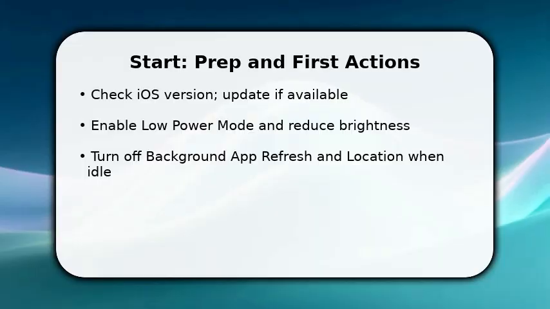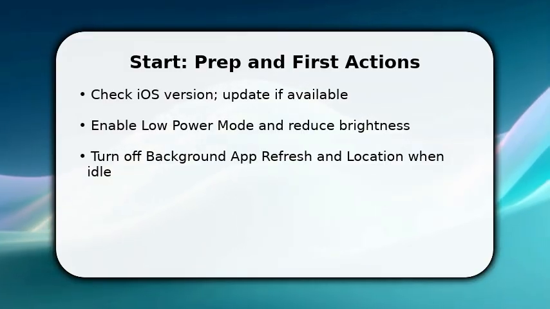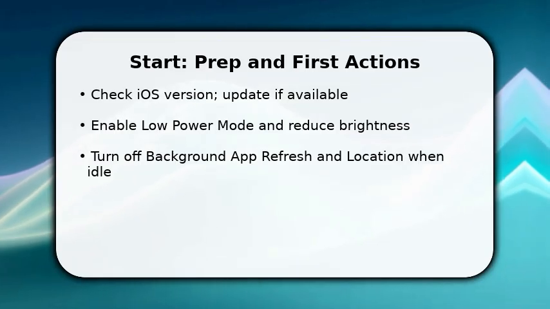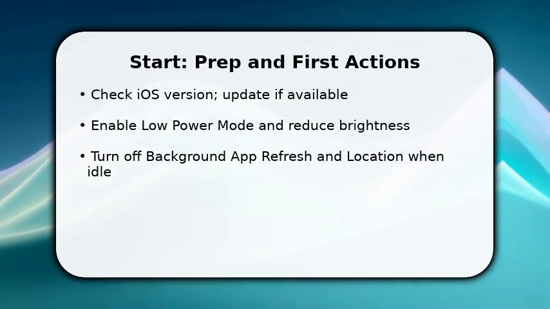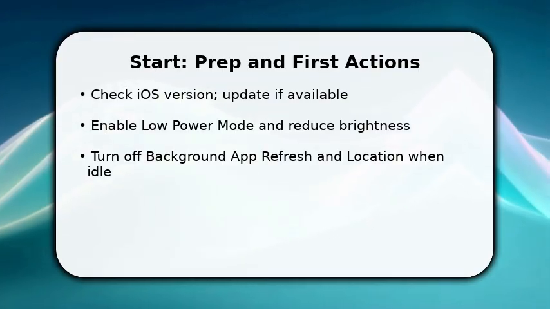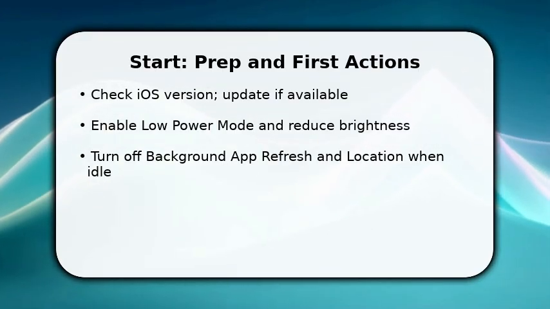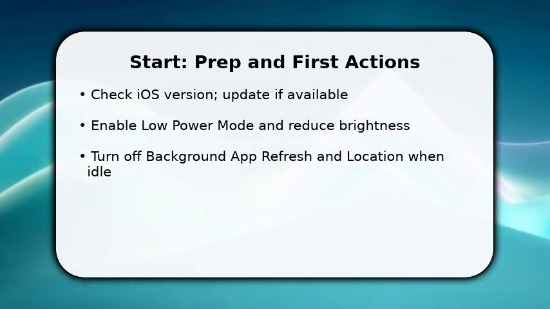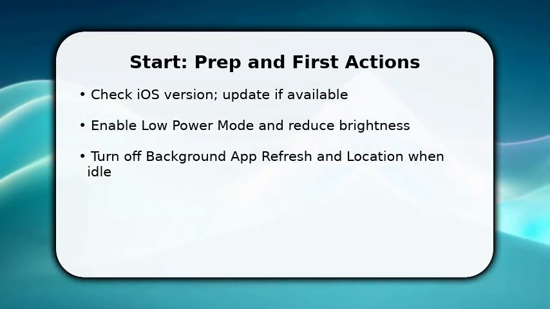Enjoy the video. You begin by confirming iOS is up to date and that your phone is charging correctly. These basics prevent wasted cycles. Next, turn on low power mode to immediately throttle non-critical services and lower screen brightness to a comfortable level. Once done, disable background app refresh and selectively turn off location services for apps you rarely use.